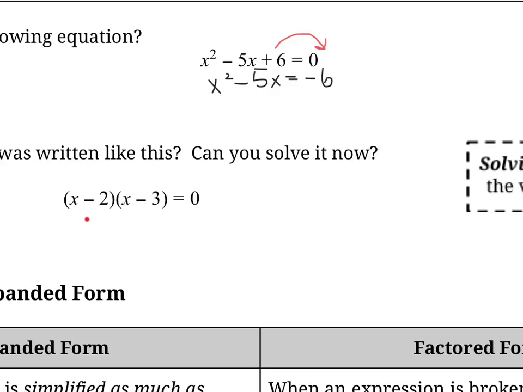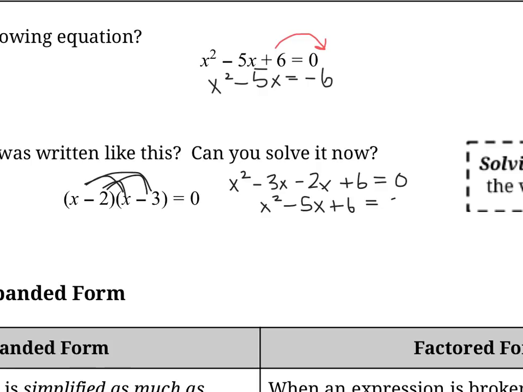But what if I rewrote it like this? This is actually the same thing as this one, and we can check that really fast by expanding it. Multiplying the x in and then the negative 2 in, we would have x squared minus 3x minus 2x plus 6. If we simplify that, we have x squared minus 5x plus 6 is equal to 0. So this is just another way of writing this. This is expanded form, and this is broken up into two binomials that are multiplied together.